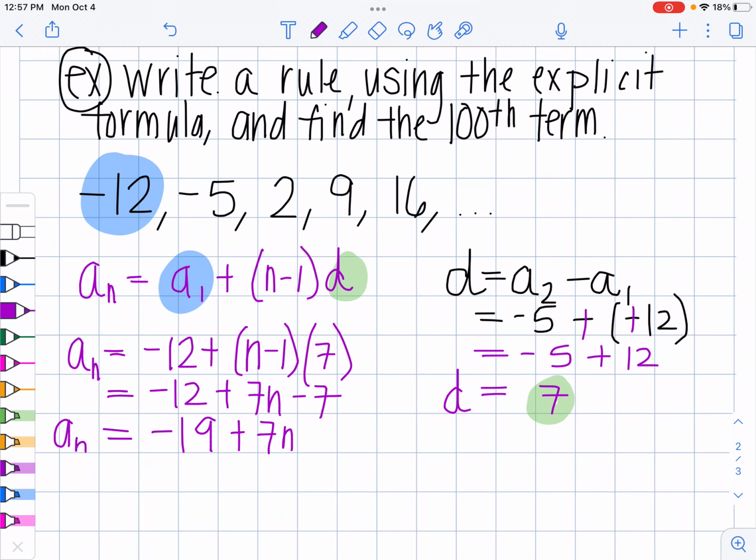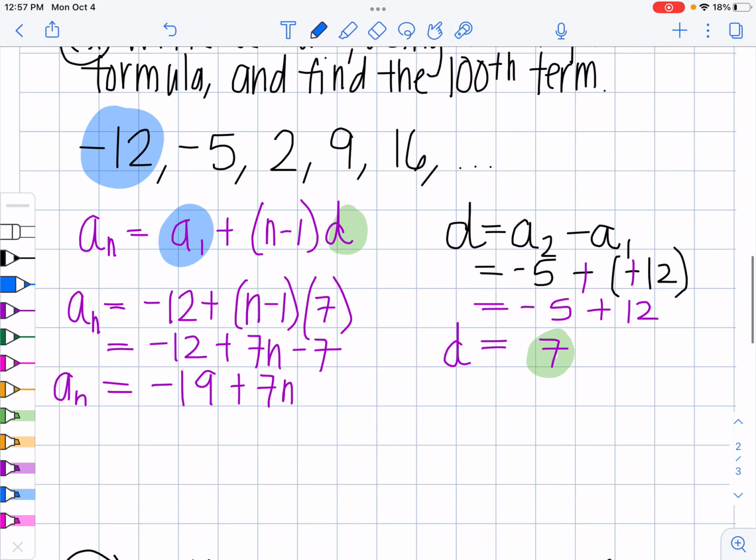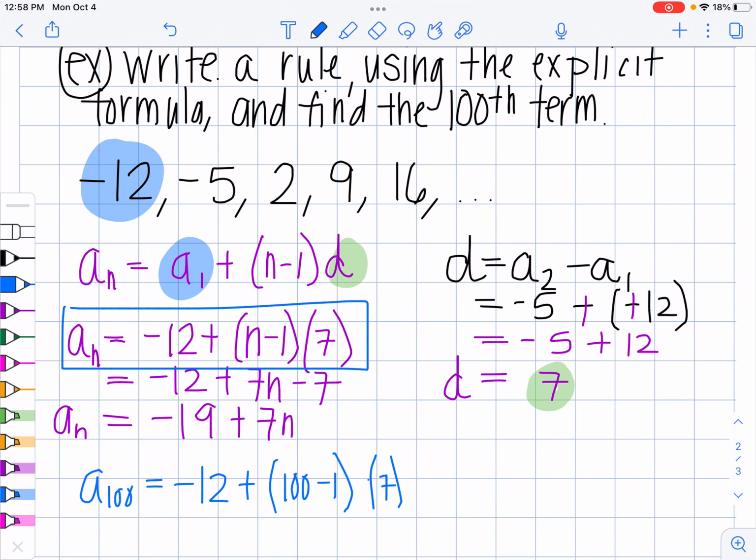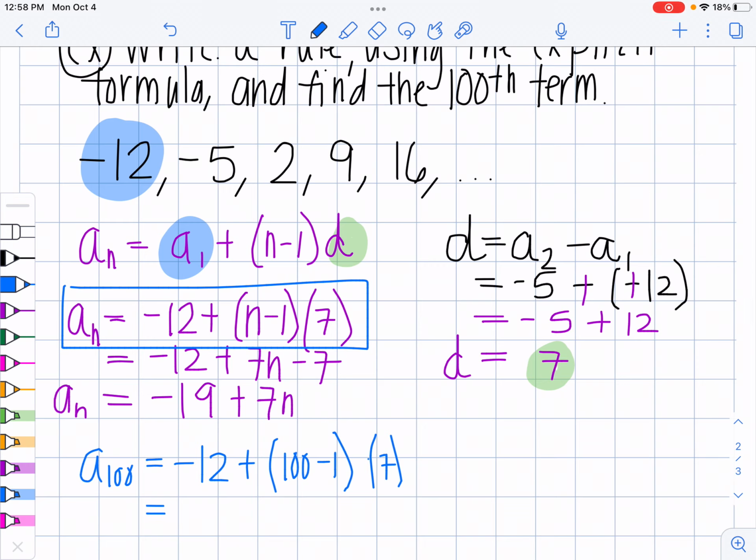So then it wants you to find the 100th term. Okay, so to find the 100th term, I say a sub 100 is equal to my first term, -12. I just like to use this rule right here. I don't like to use the multiplied out one. I think it's just easier if I do it like this. -12 plus 100 minus 1 times 7. Okay. So -12 plus 99 times 7.